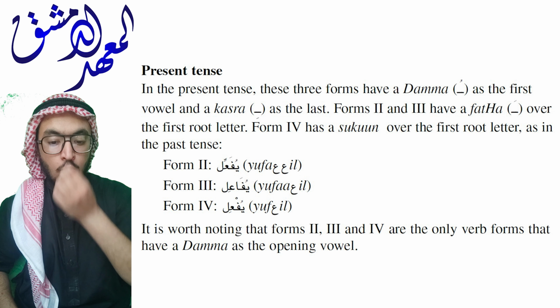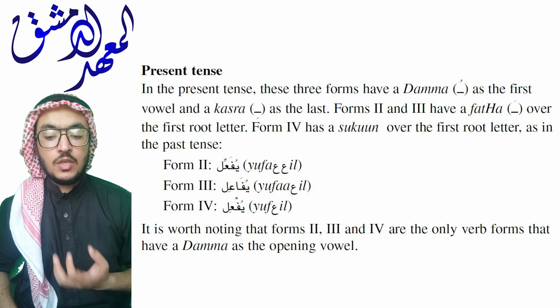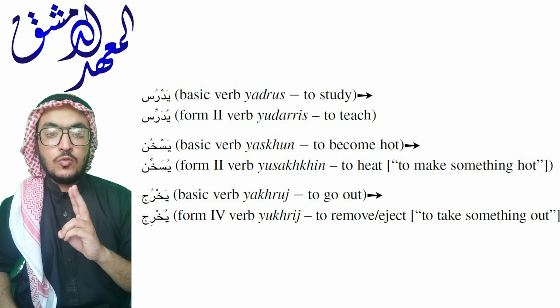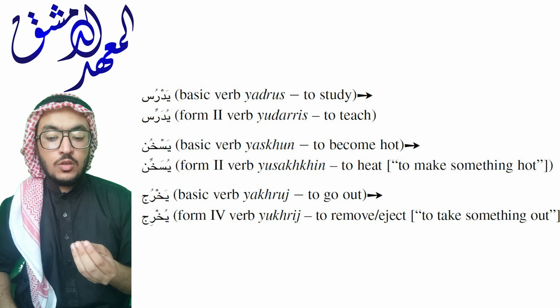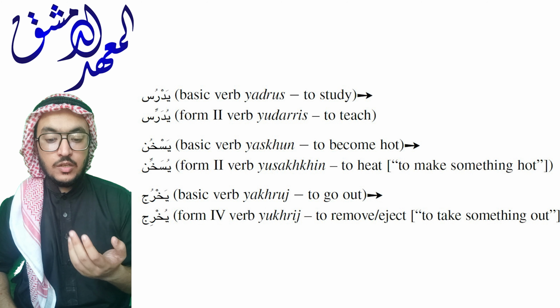Now we'll have some common meaning patterns. Forms 2 and 4 have the meaning of carrying out an action to someone or something else, making a verb transitive or causative. For example, yadrusu means to study, but yudarrisu means to teach. Yaskhun means to become hot, but yusakhin means to heat, to give heat.